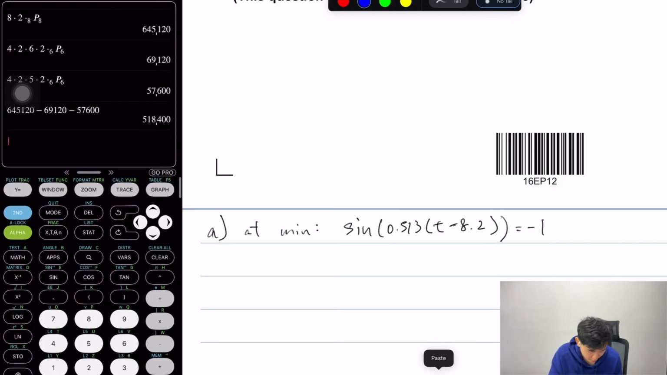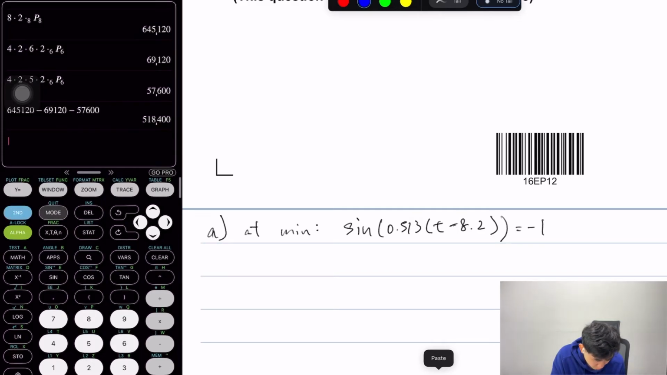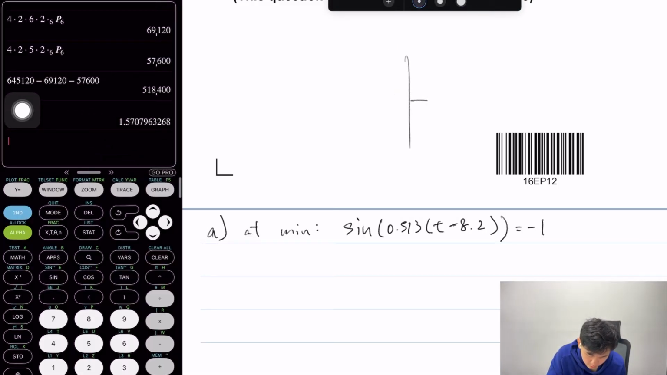So make sure we're in radian mode. We're in radian mode. So what can we do? We can use, first of all, inverse sine of 1, that's going to be, oh gee, what is this? Inverse sine of 1, I forget it. So we can sketch it out first.